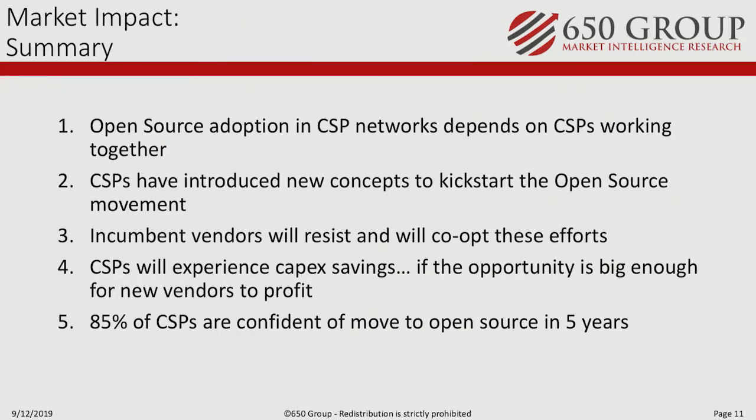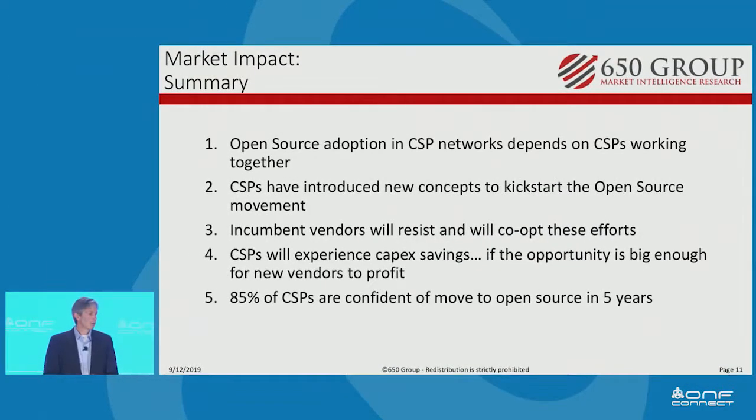Okay, to summarize, we expect open source adoption in communications service provider networks depends very much on how closely service providers work together. As I said, hyperscalers are big, they can do this on their own, make their own stuff. I do not think that is the case with the telecom service provider market. But working together, there can be significant savings, and that is, I think, one of the key elements of success here.